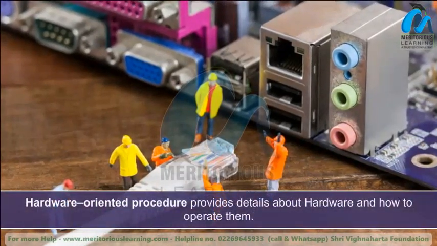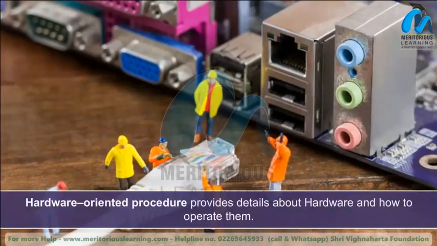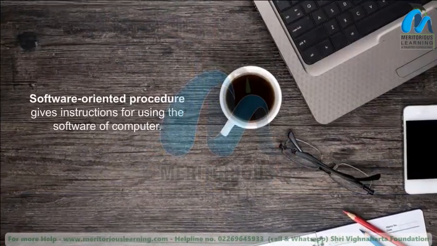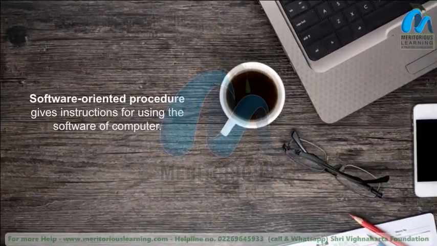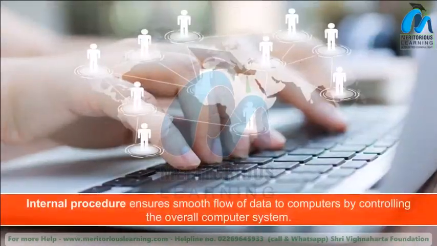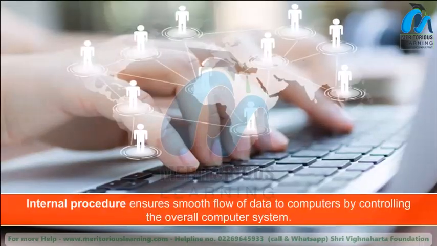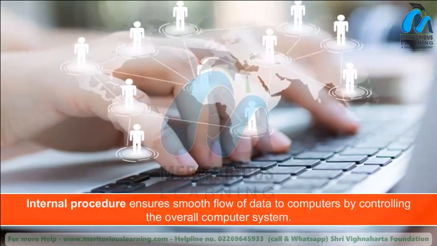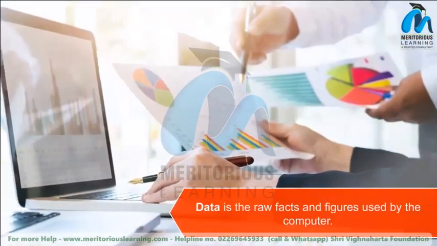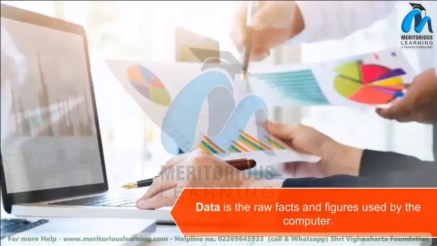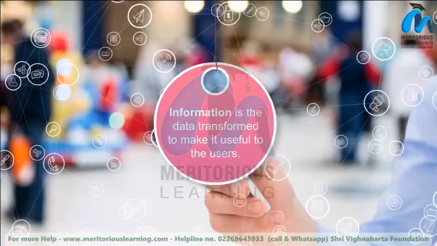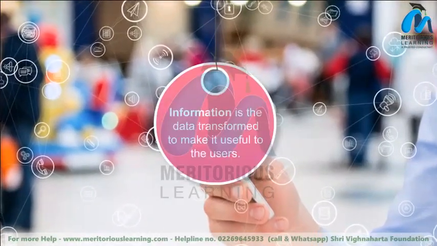Hardware-oriented procedure provides details about hardware and how to operate them. Software-oriented procedure gives instructions for using the software of computer. Internal procedure ensures smooth flow of data to computers by controlling the overall computer system. Data is the raw facts and figures used by the computer. Information is the data transformed to make it useful to the users.